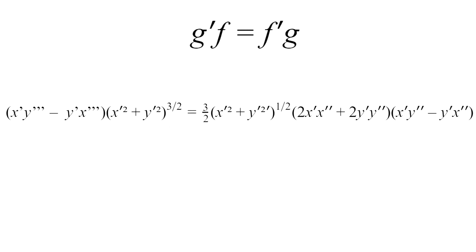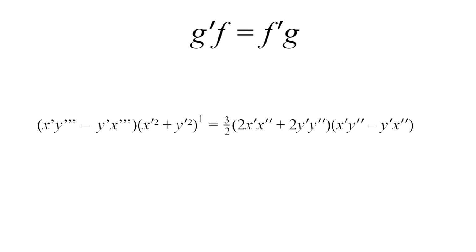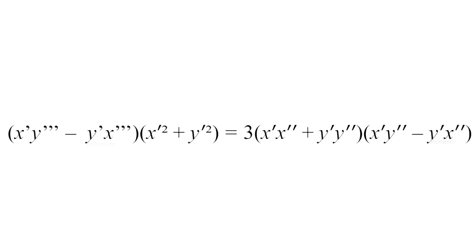Next thing we do is simplify. What we do is take out a half power of x prime squared plus y prime squared from both sides, where the left one is reduced to power 1. After that, we multiply the 3/2 with 2 times x prime prime plus 2 y prime prime. And that does just about it for simplification.